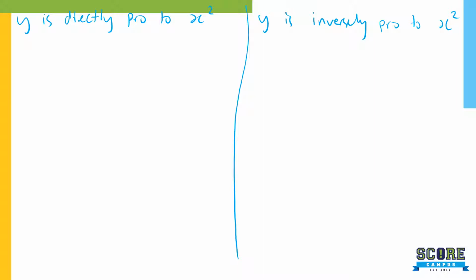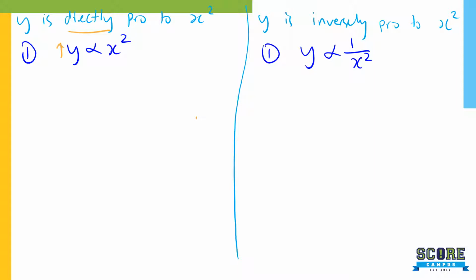One thing you need to understand, this is step 1, right? Y is directly proportional to x squared. Here y is inversely proportional, so because it's inversely, you put 1 over x squared. That's the biggest difference between directly and inversely, the fact that there is a 1 over in inversely. Now what you have to understand here is that in directly proportional, if this increases, this increases. However, inversely, if this increases, this decreases. Okay, so now let's go on to step 2.